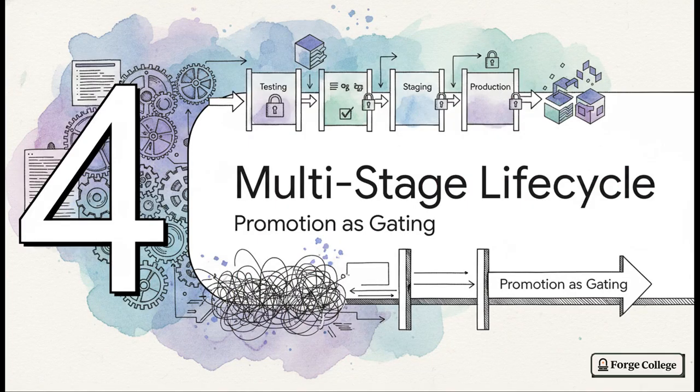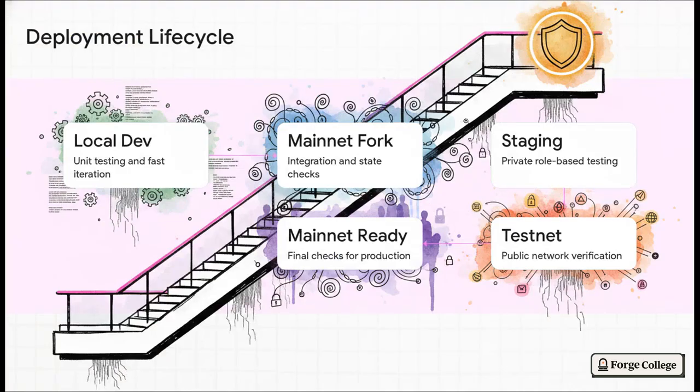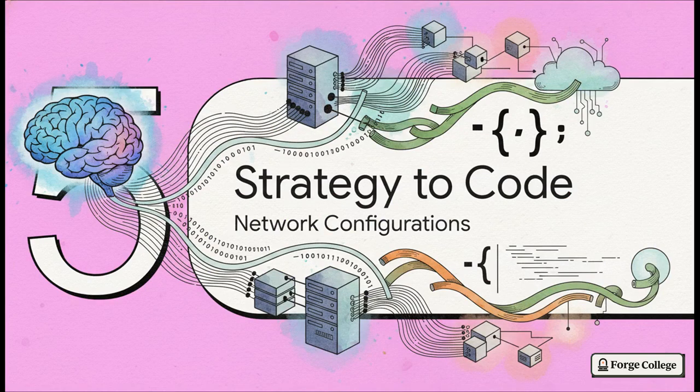Section 4. The multi-stage lifecycle. Let's see how this builds on itself. By using promotion as gating, we basically turn messy, ad hoc deployments into this really clean escalator of stakes. We go from local dev up to fork-based integration, private staging, public testnet verification, and finally, mainnet readiness. But here is the golden rule. If a criterion fails at any gate, you stop. You immediately step back down the staircase to a lower environment so you can reproduce that bug safely and, more importantly, cheaply.